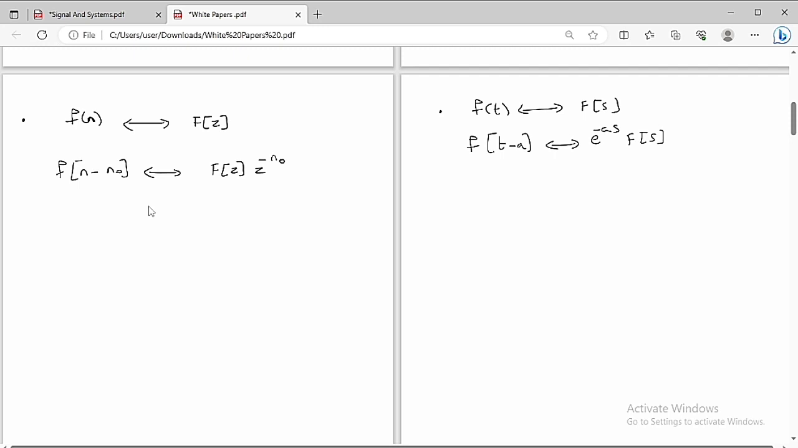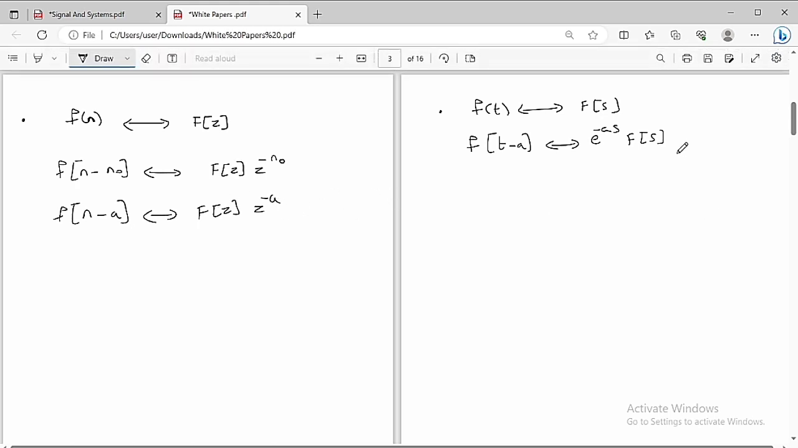Here, what we have done, in place of t, we have written n. In place of s, we have written z. In place of a, you can write f of n minus a also. So what is the formula? It will be F of z into z to the power of minus a, right? Now you can see here, e to the power of s is nothing but z. I have already told you, e to the power of s is nothing but z. So z to the power of minus a.